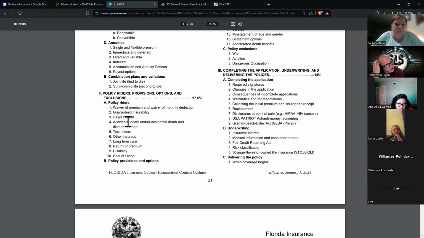Disability rider. Waiver of premium kicks in if there's disability typically, but a disability rider says, hey, we'll pay some of the death benefit, or a benefit, to you if you're ever disabled.